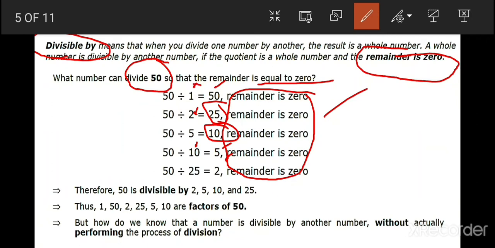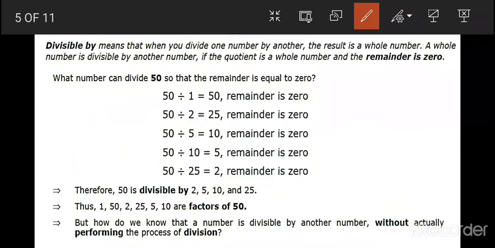Thus, all these numbers become the factors of 50. But how do we know that a number is divisible by another number without actually performing the process of division? That is our lesson for today. It's all about testing whether a number is divisible by a certain number without actually performing the process of division. There are shortcuts on how to do it. Let's proceed with the next slide.